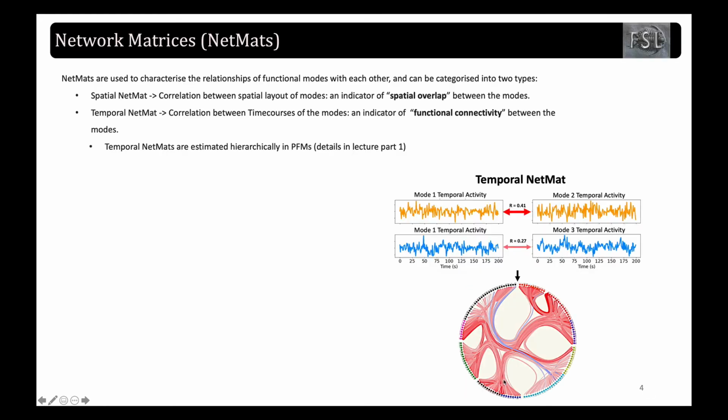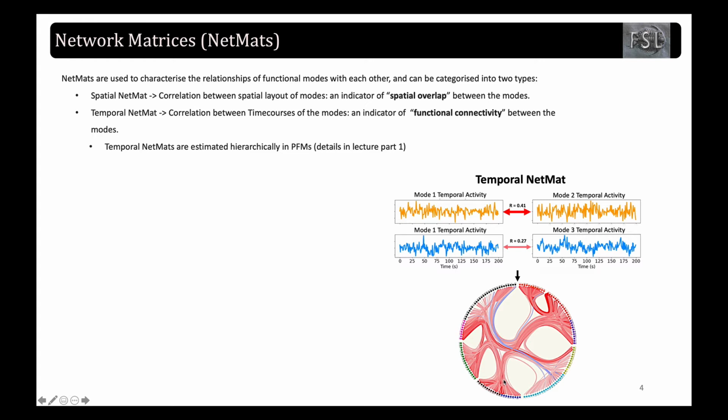So what I'm going to talk about here is 2 different types of network matrices, or NetMats. In general, the idea of a NetMat is that it's looking at interactions between pairs of networks or components or modes. So for every pair of networks, we want to have a single number that describes the interaction between those networks. And we can use 2 different types of information for doing that.